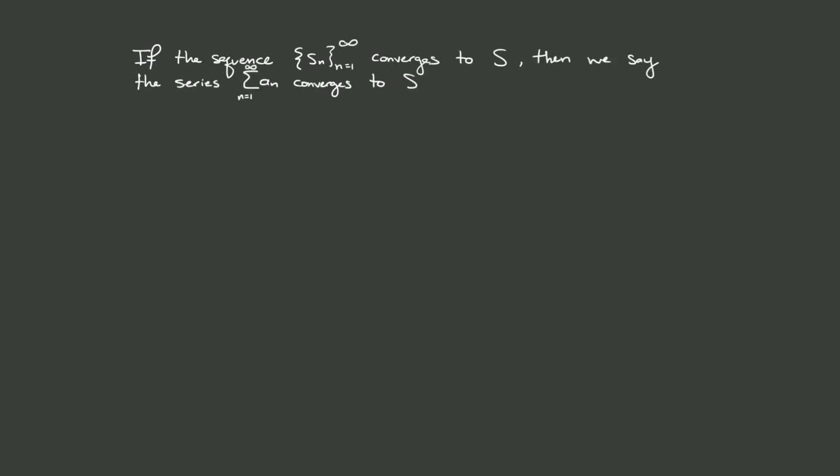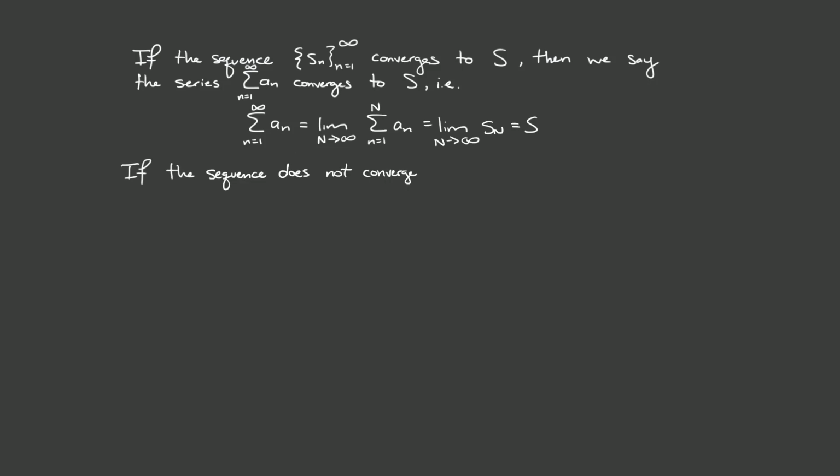Now, how do these partial sums help us say anything about the actual series? Well, the partial sums form a sequence that approximates the entire series to greater and greater accuracy. Since we know what it means for a sequence to converge, we can say that if the sequence of partial sums converges to some number s, then the series also converges to s. In other words, the sum of a series is equal to the limit of the partial sums. And if the sequence of partial sums does not converge, we say that the series diverges.